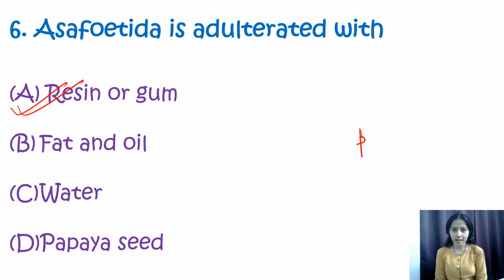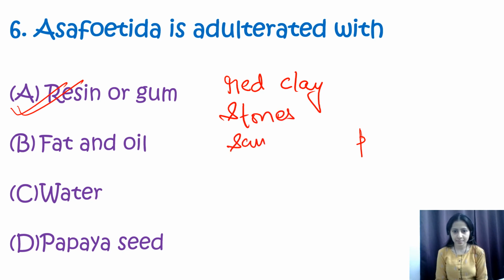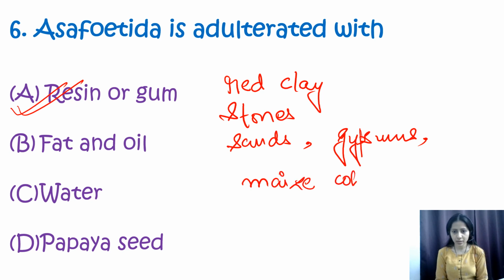These are, for example, red clay, stones, sands, gypsums, or we can say maize cobs, and many more. So these are the few important ones. So over here my correct option is A, that is raisins and gums.